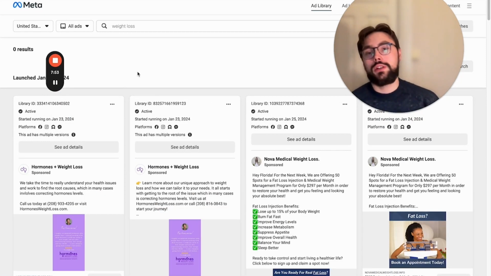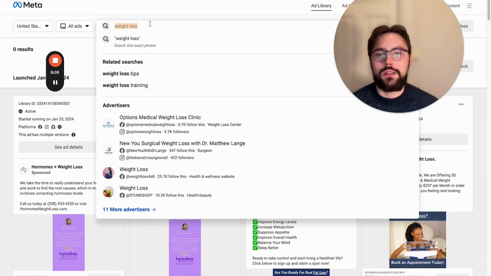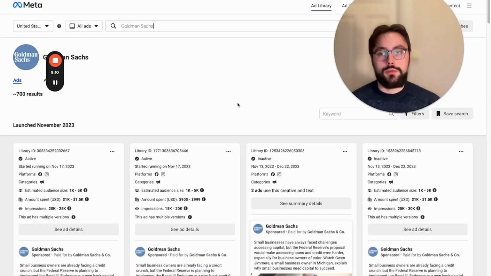Another suggestion is looking directly at other companies, either competitors or just different companies, to look at what kind of ads they are running. So let's take a look at, for example, Goldman Sachs, which is not a very good example because they're in the banking niche and they have some restrictions on their ads.